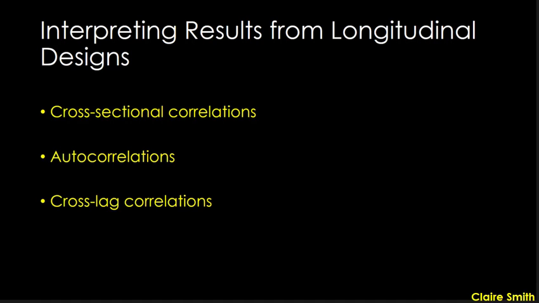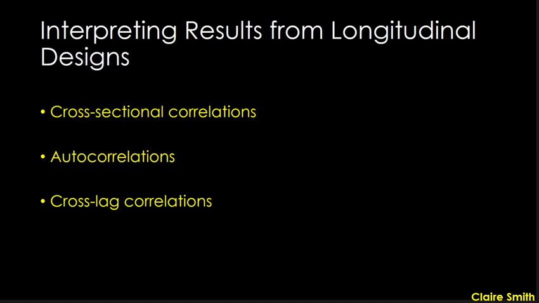The results that we get from a longitudinal design, we can interpret 3 different ways. So there's going to be slides on all of these in a second, but the first, cross-sectional correlation, autocorrelations, and then cross-lag correlations. So these kind of look similar, but they're very different, so it's important that you can distinguish between these different types of correlations.